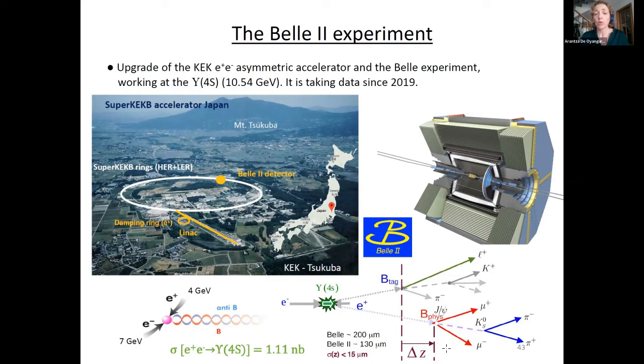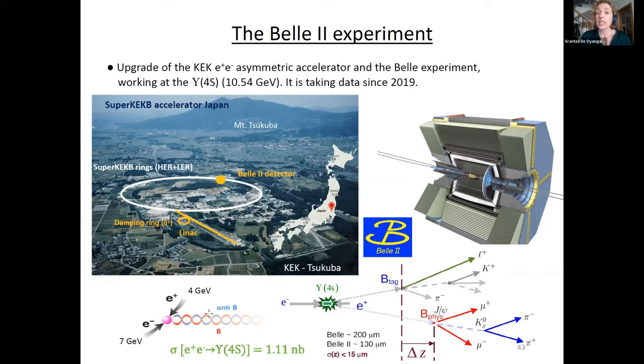While we have, of course, if we have to have asymmetric beams, what you prefer is to have the electrons with higher energy, which is much, much easier as compared to the positron. So always the positron has a lower energy in all the B factories, and the electron has a larger energy.